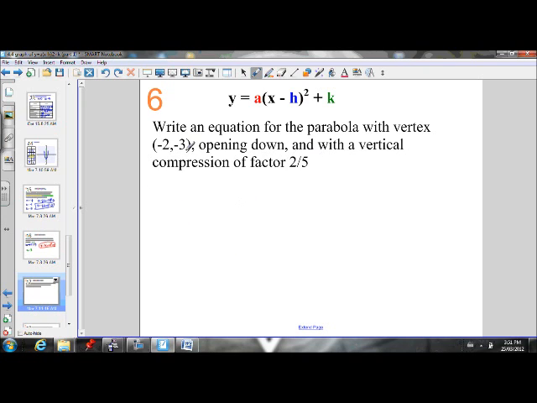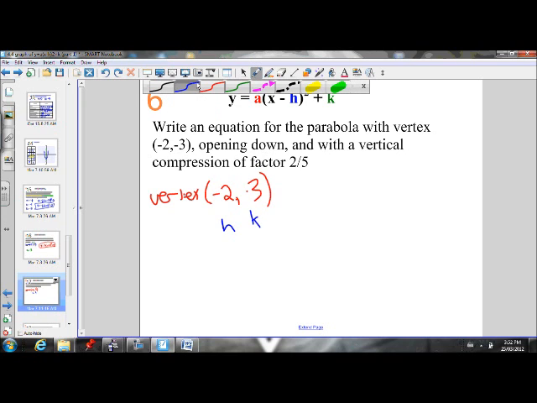Write an equation for the parabola with vertex (-2, -3). So our vertex is (-2, -3), opening down, and with vertical compression of factor 2/5. Okay, so we were told our vertex, and we know our vertex is our h and k values. So what we next have to figure out is what our a value is. It has a vertical compression of factor 2/5, so our a is 2/5, but it also says that it opens down, so that means our a value is negative, so our a value is -2/5.